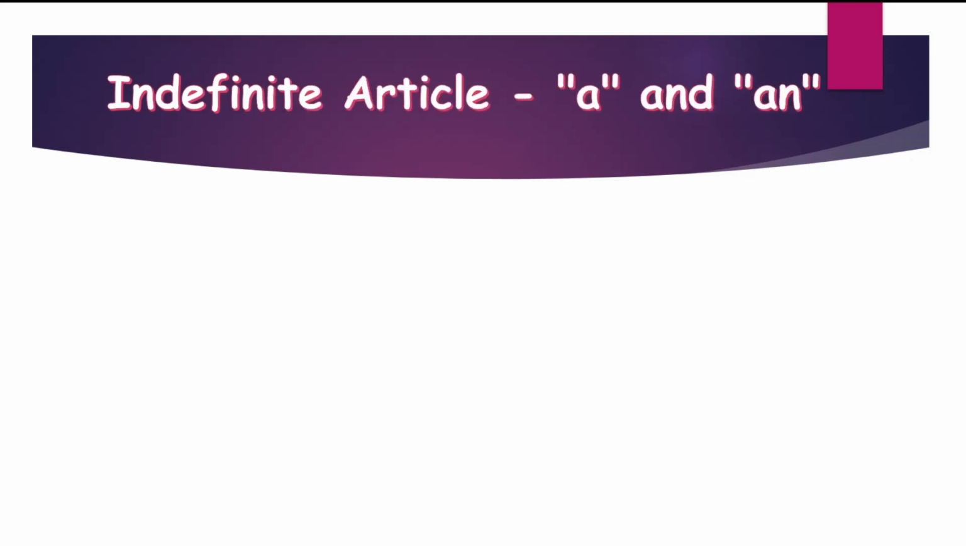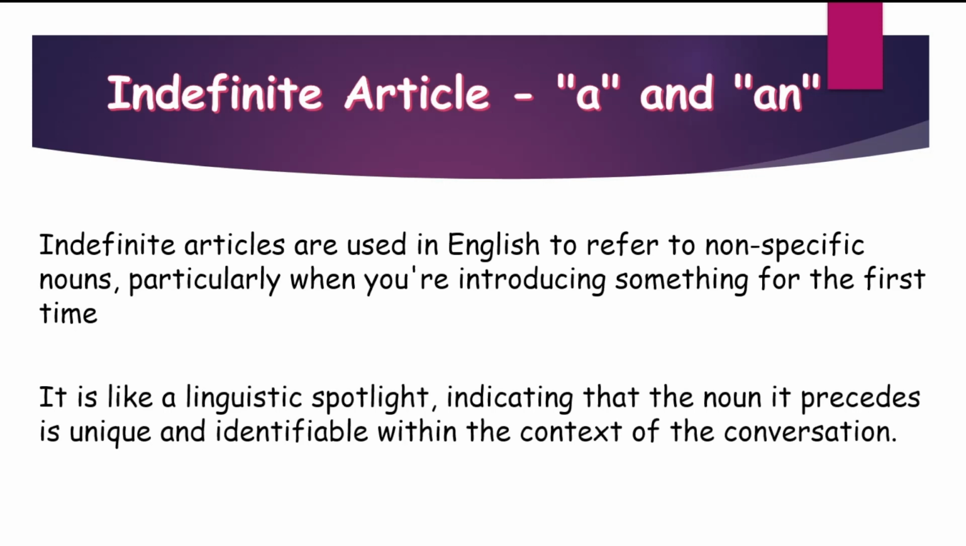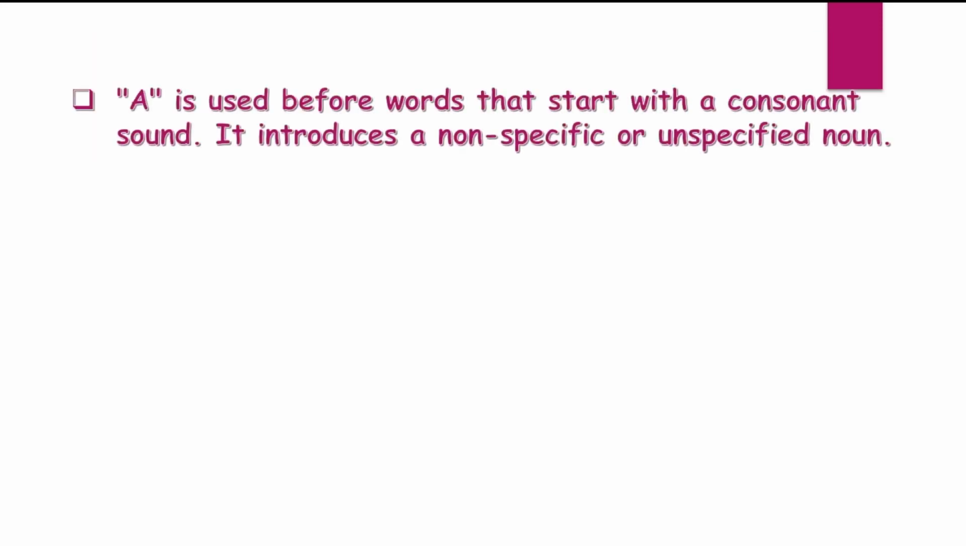Indefinite articles, a and an. Indefinite articles are used in English to refer to non-specific nouns, particularly when you are introducing something for the first time. A is used before words that start with a consonant sound. It introduces a non-specific noun.